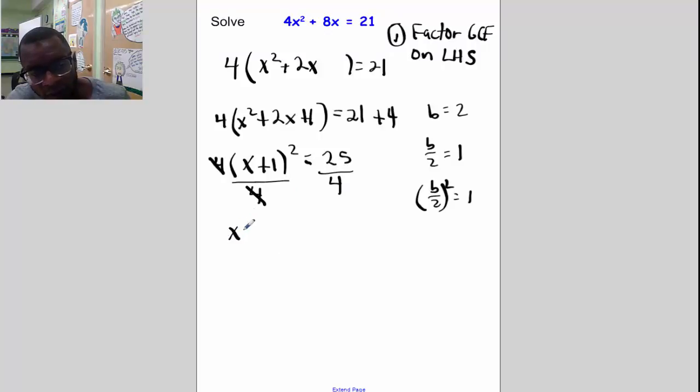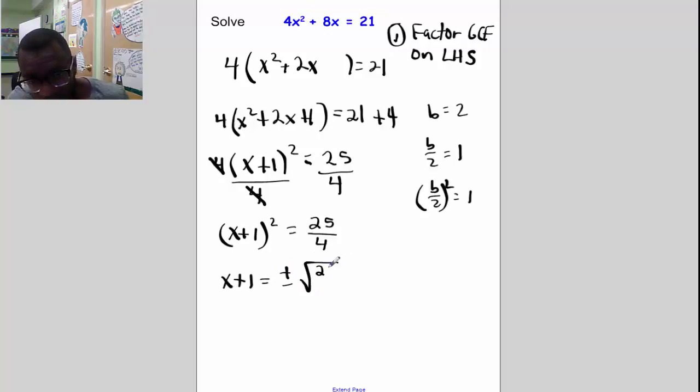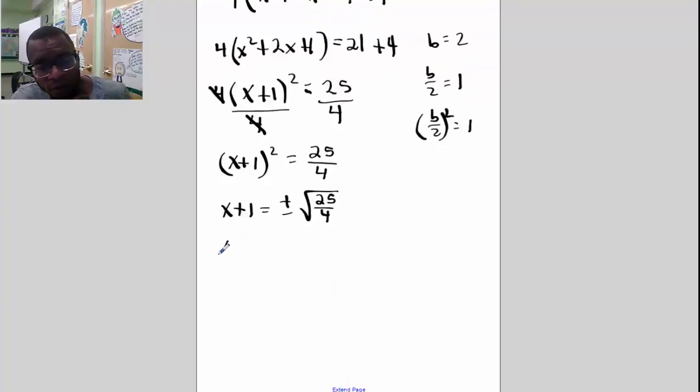Okay, and so I get x plus 1 squared on the left-hand side equal to 25 over 4. Okay, and now I'm going to take the square root of both sides. So when I do that, I get x plus 1 equal to plus or minus the square root of 25 over 4. Okay, now on the right-hand side, we want to take care of this square root.